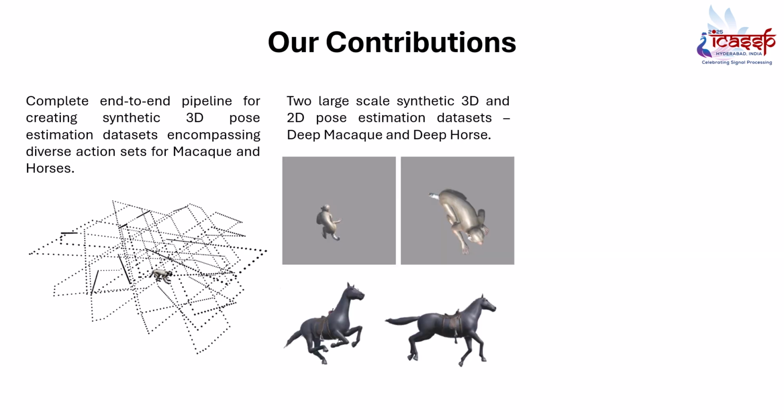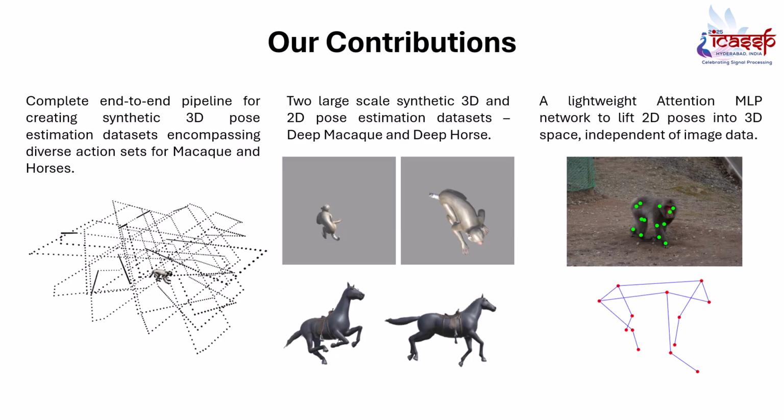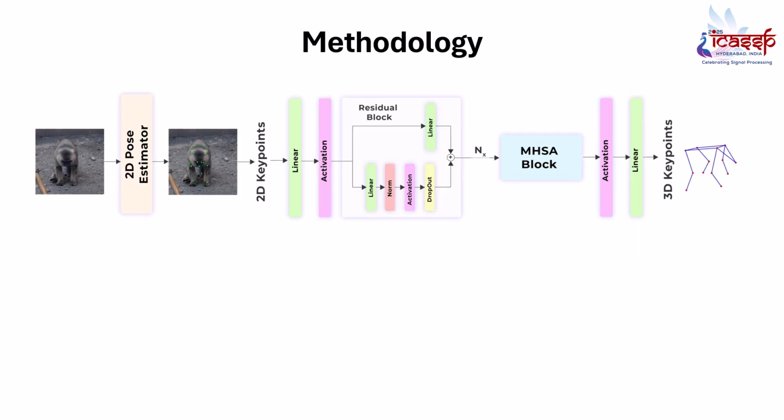We developed two datasets, Deep Macaque and Deep Horse, which include detailed 3D pose annotations tailored for pose lifting and retargeting. We also propose an efficient, image-independent network that lifts 2D key points to 3D space using a simple attention MLP model. Unlike traditional approaches that rely on full image information, our model is pose-driven, making it more scalable and robust to domain shifts. Here's how the proposed method works.